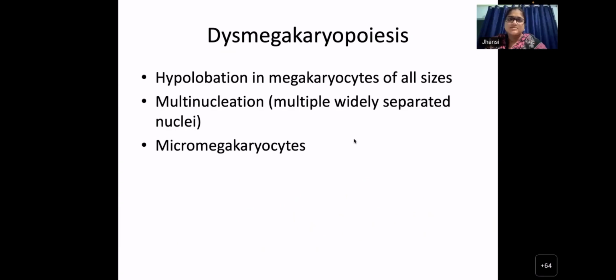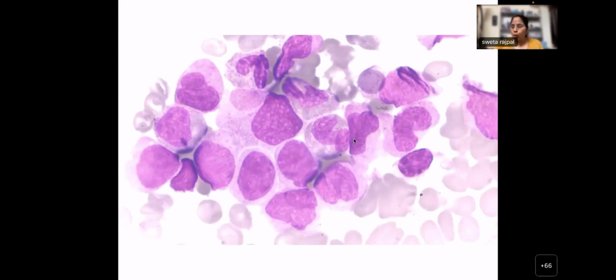Very good. So among the features of dysmegakaryopoiesis, we have hypolobation of megakaryocytes, micromegakaryocytes, and multinucleation, or you can say separated nuclei. The nuclear lobes are separated from each other. So that is the term we use. Fragmentation is not a correct term to be used, though you may mean the same thing, right? Now, what is the finding that we see in this slide?